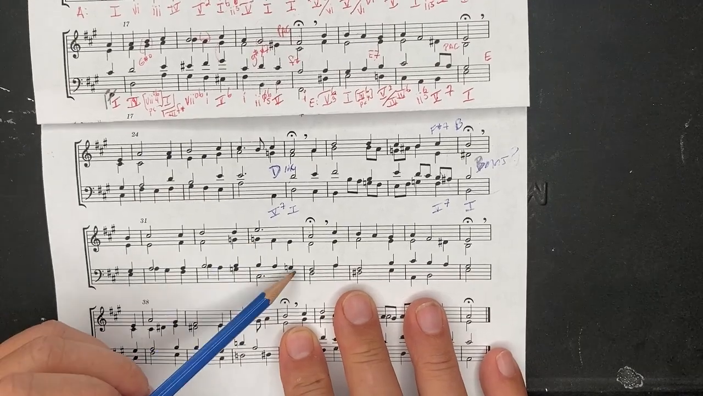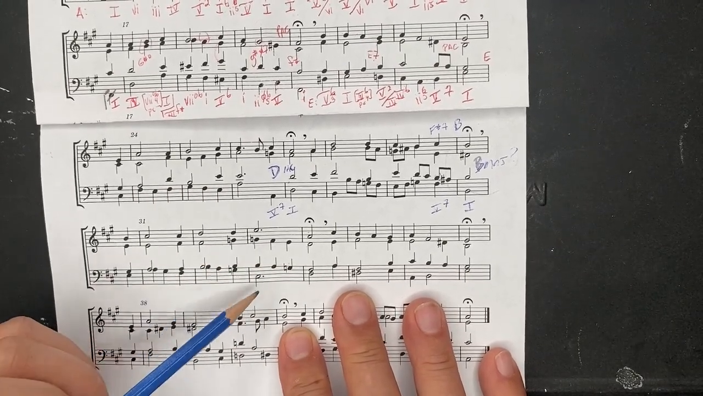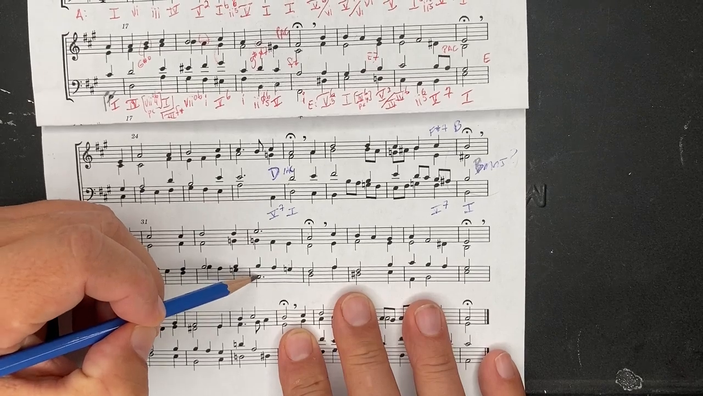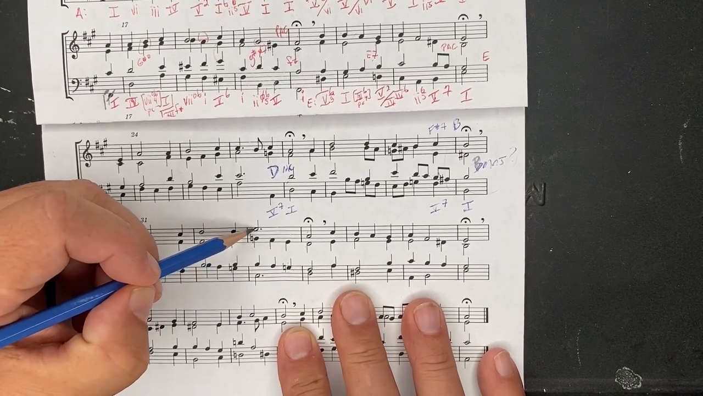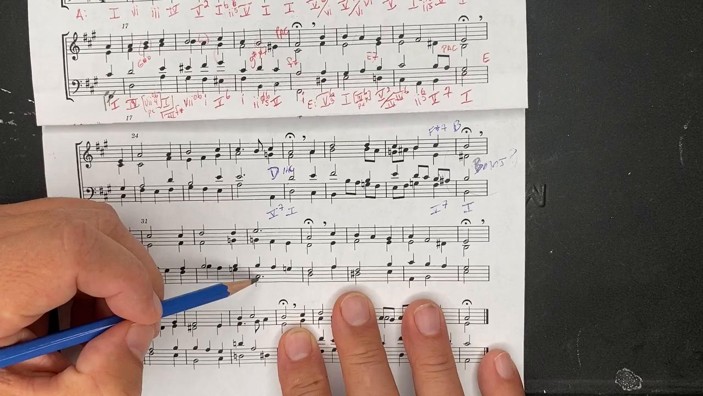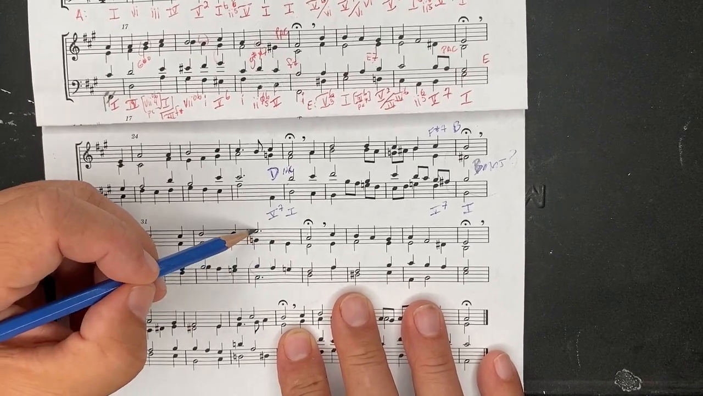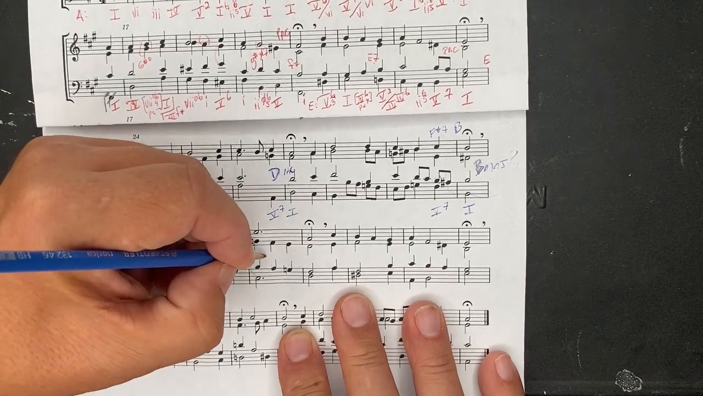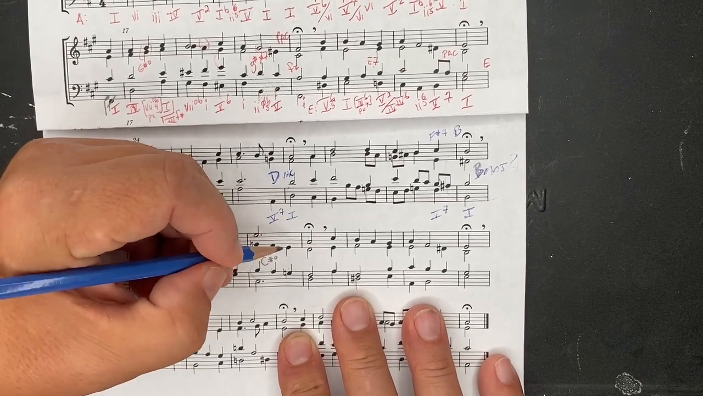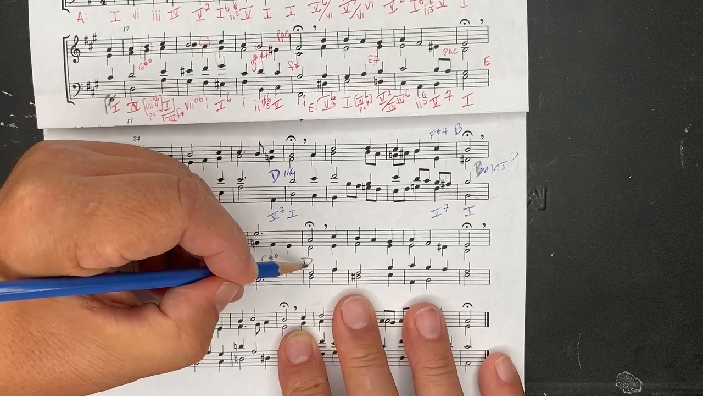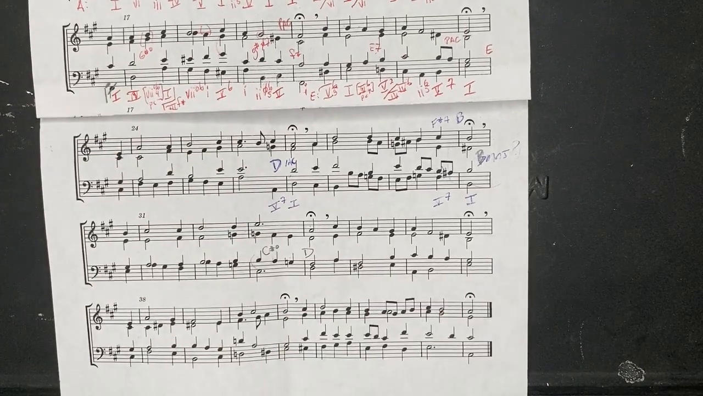But we have all these G naturals right here, right? And so what we have is a C sharp, and E and a G, and then a B. And then this comes down, and we lose the B, but we still get C sharp, E, and G. So this is a C sharp diminished chord ending up on a D major chord.